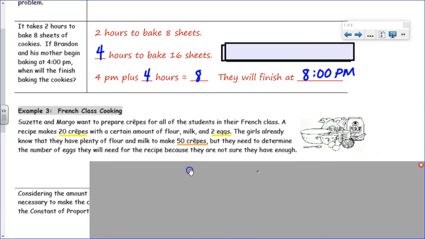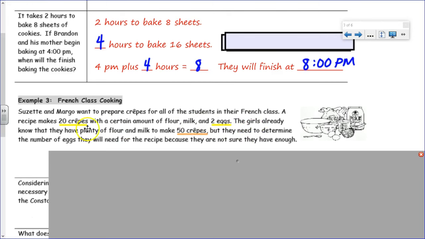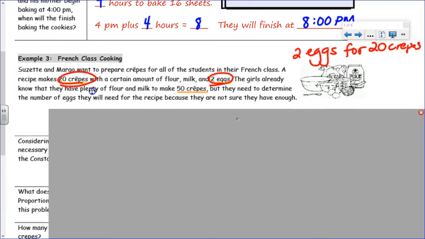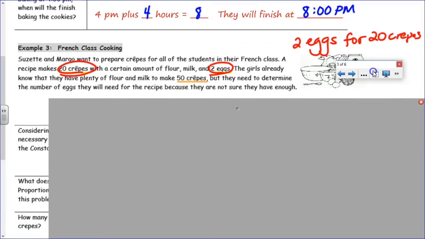Okay, example 3. Suzette and Margot want to prepare crepes for all the students in their French class. A recipe makes 20 crepes with a certain amount of flour, milk, and 2 eggs. They already know they have plenty of flour and milk, so they're not worried about those, but they are worried about the 2 eggs. So 2 eggs makes 20 crepes. That's pretty important. They want to make 50 crepes. So let's see if they have enough eggs. Let's figure out how many eggs they're going to need.